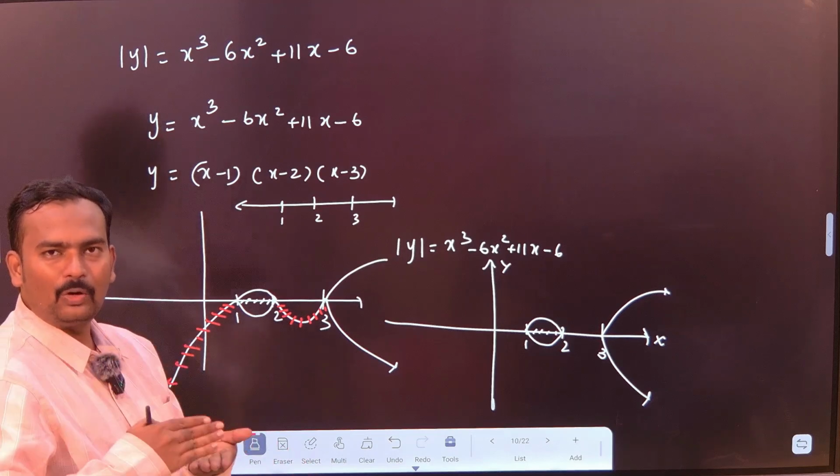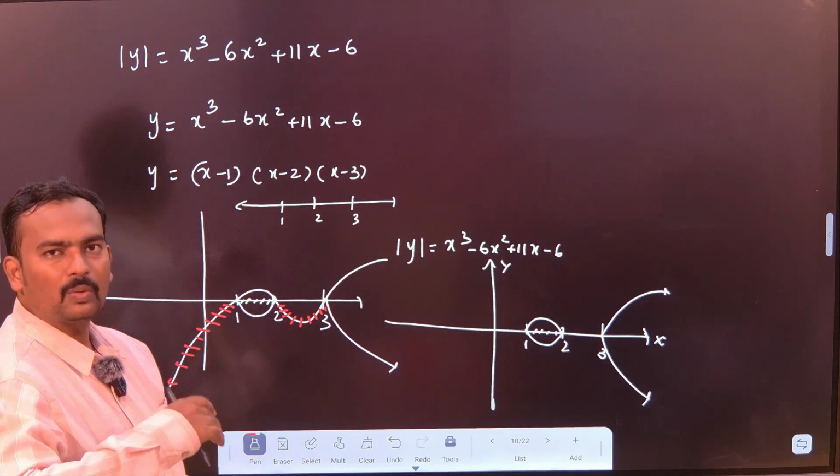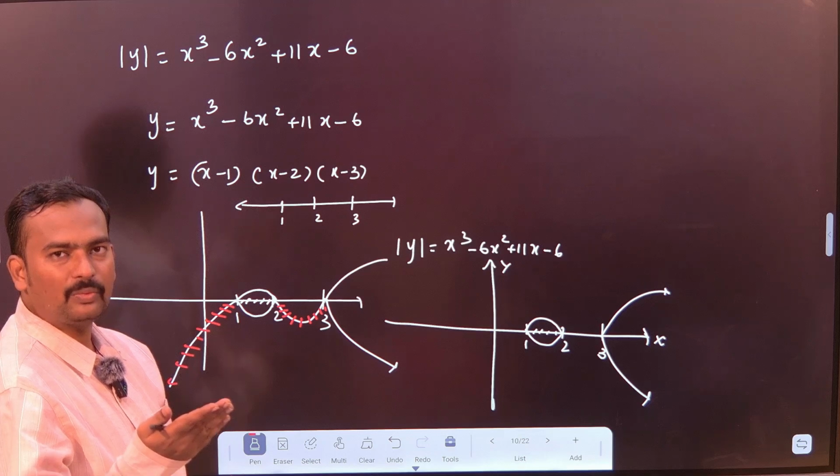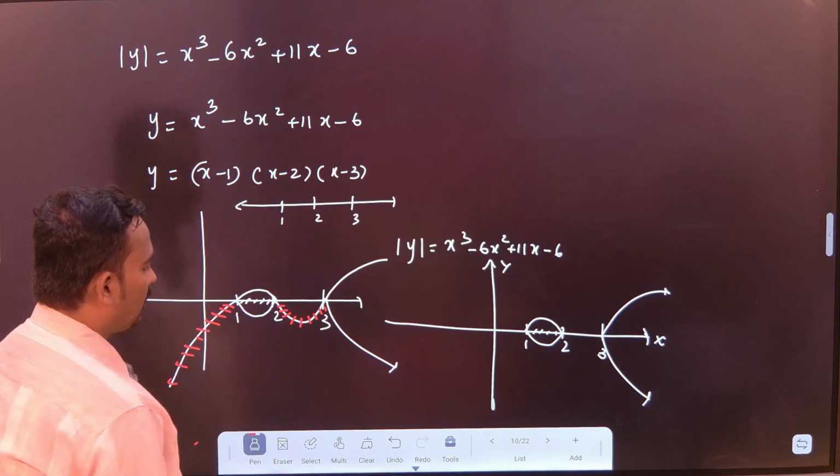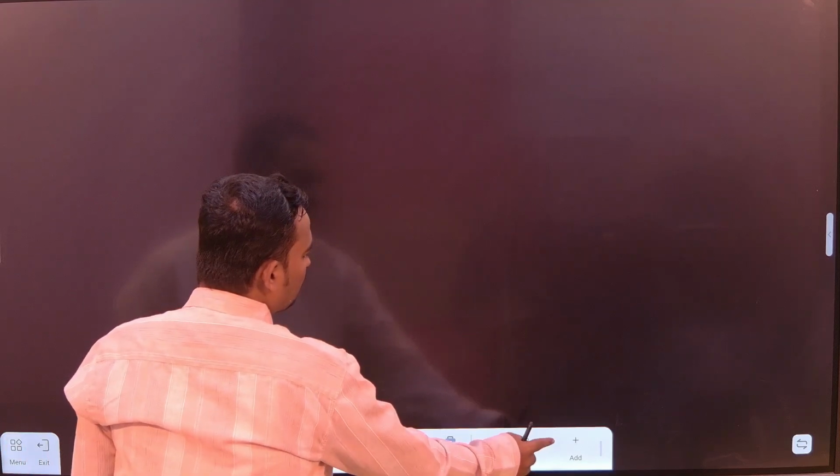Very simple. Below the x-axis, you have to remove it. Whatever the positive portion above the x-axis is there, you take the image of that with respect to the x-axis, right? Okay, let's go to the next thing.